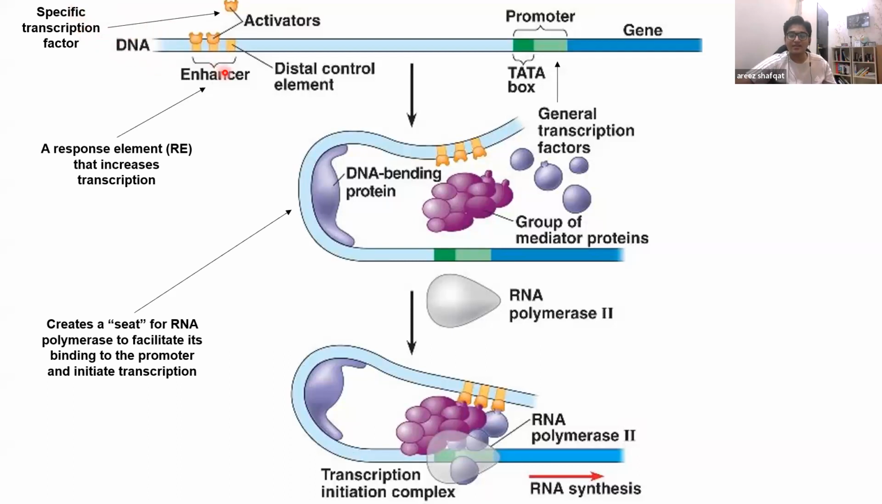Specific transcription factors bind the enhancer, and this causes the DNA to bend by recruiting proteins called DNA bending proteins, all right? So these DNA bending proteins are recruited to the DNA, and they cause the DNA to bend. This creates a very comfortable seat for RNA polymerase to promote transcription, okay? Does this make sense so far? Now we can ask questions.